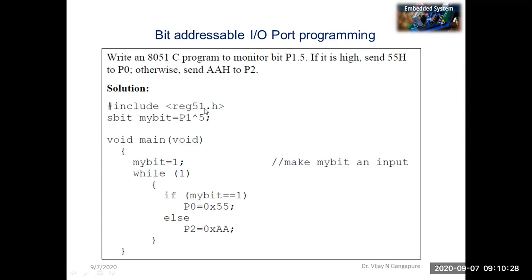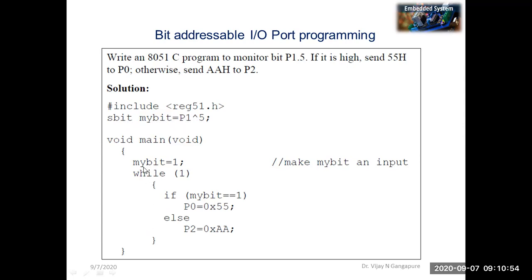#include <reg51.h>, sbit mybit = P1^5; So here, by using this statement, I am declaring mybit as an sbit type variable, and I am assigning the address of pin number 5 of port 1 to mybit. This means I am representing pin number 5 of port 1 by the mybit variable. Okay, so this is the main function.